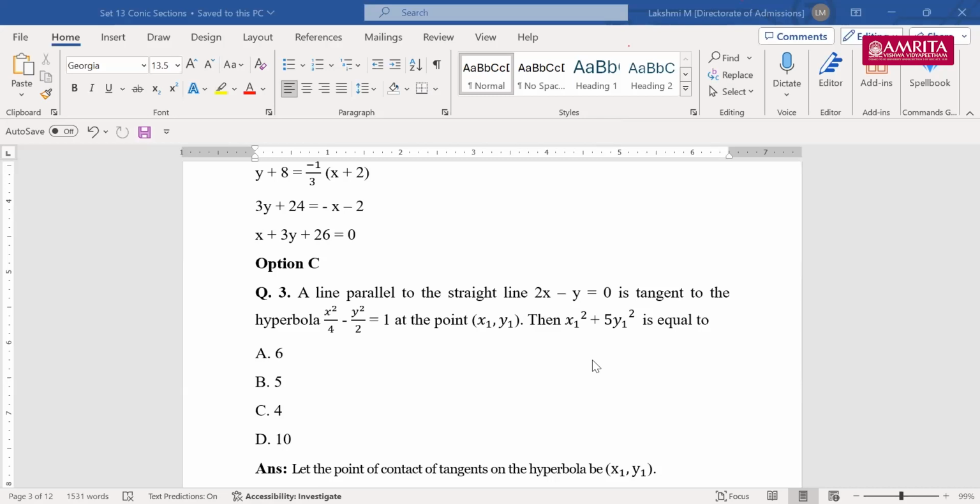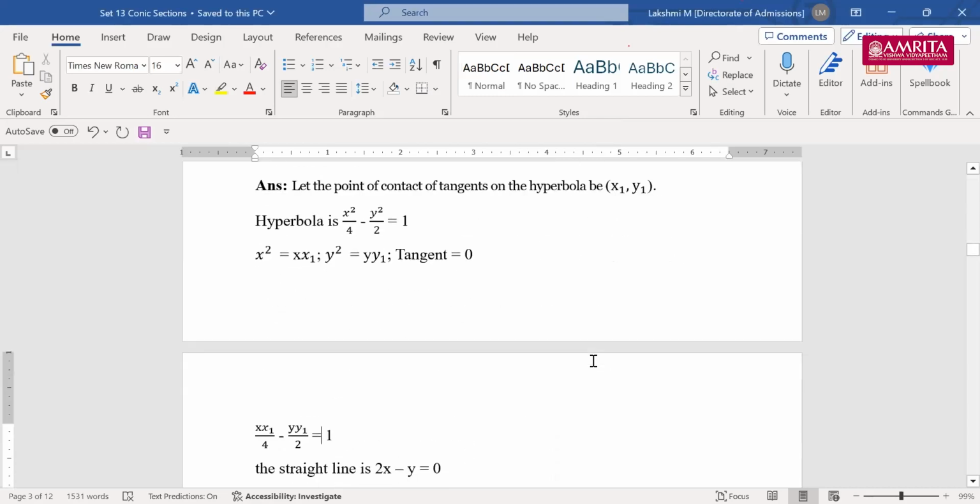So yes, I think a lot of students have answered. We'll just start discussing this question. The same thing that we have done earlier, right? Here the point of contact is given as x1, y1, and this was the equation of the hyperbola. So we'll rewrite this with x square as xx1 and y square as yy1. The concept we are using is the equation of the tangent, T equal to 0. You might have done this in your classes also. So this is xx1 by 4 minus yy1 by 2 is equal to 1.